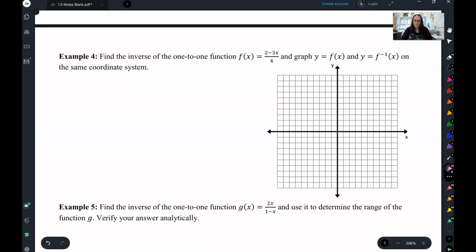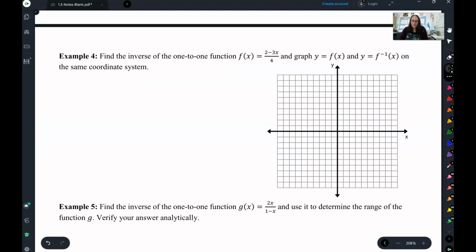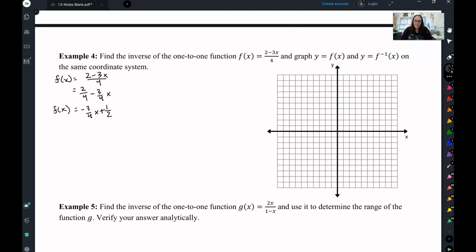So let me show you what this means right here on example 4. I've got this equation, f of x equals 2 minus 3x over 4, which, just so you know, can be written as this or that. I wrote it mostly like this so we can see that mx plus b form. Because right here, this first step, it wants us to graph this equation.